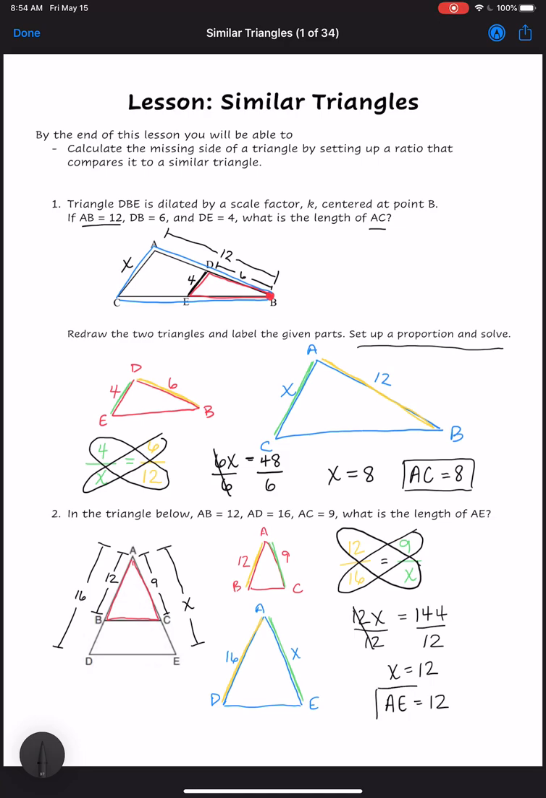Sometimes you have to go back and find a missing piece of a side. You might be asked to find, for instance, the length of CE. If this is 12, then you would just say that CE, you would subtract 12 minus 9, and you would get 3. So you could find all of the missing pieces if needed, but in this case we were asked for AE, so AE is 12.